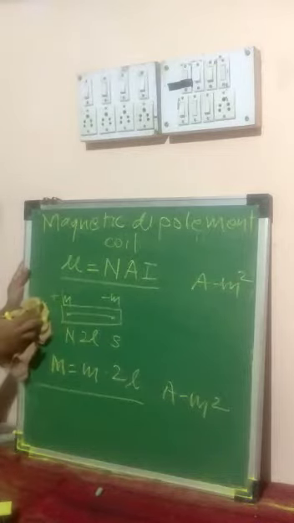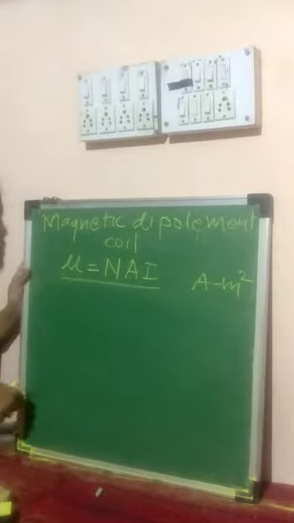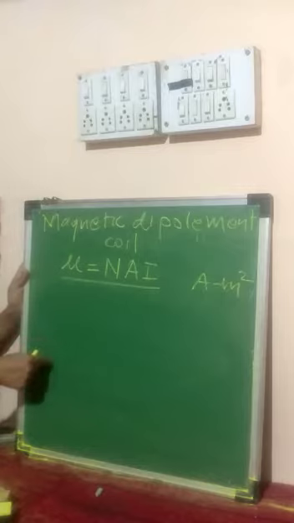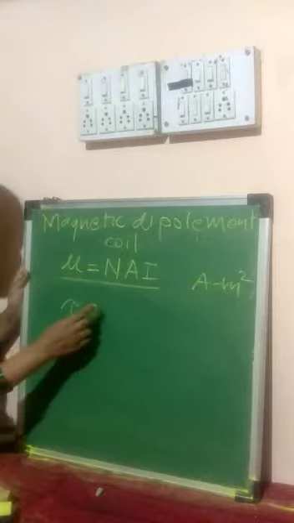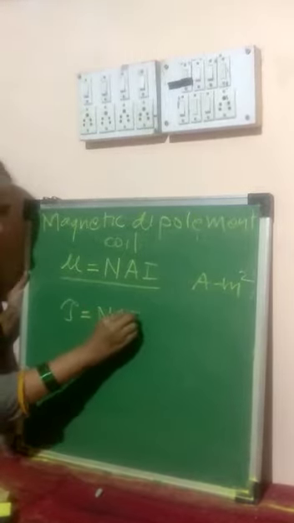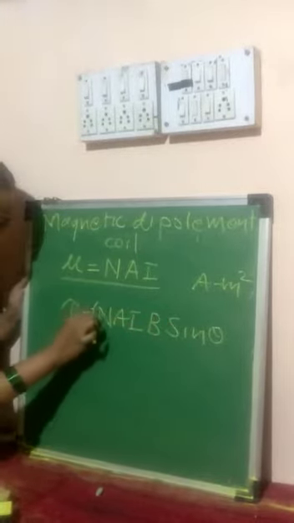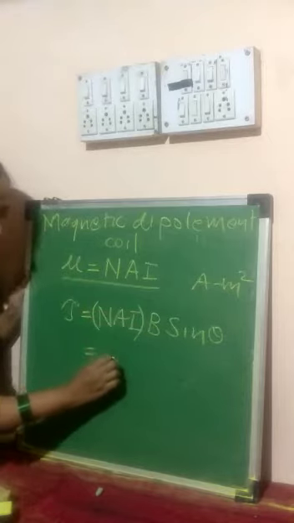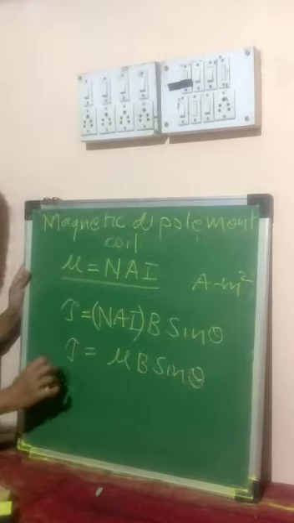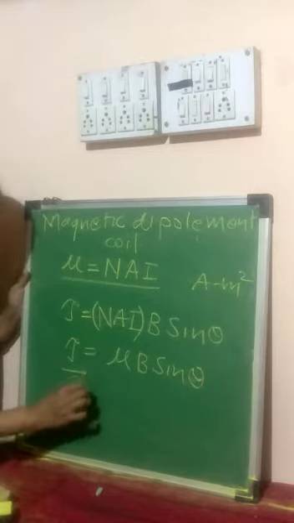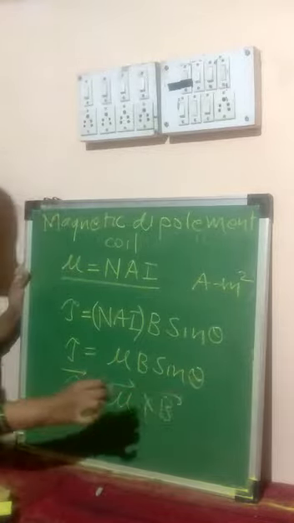Now such a current carrying coil, whenever it is kept in a uniform magnetic field, as we have just seen, experiences a torque. That torque tau is equal to N A I into B into sin theta. Out of that, N A I is nothing but your mu quantity. Therefore, I can say that torque, a vector quantity, is equal to vector mu cross vector B.